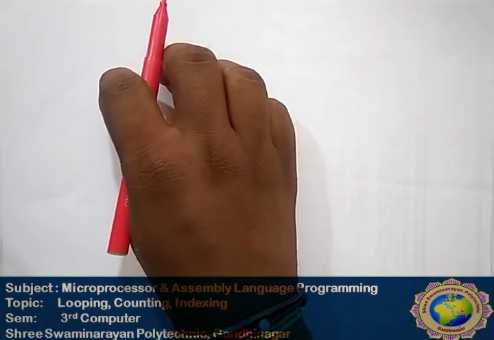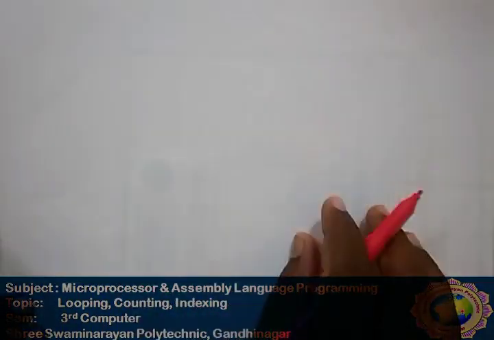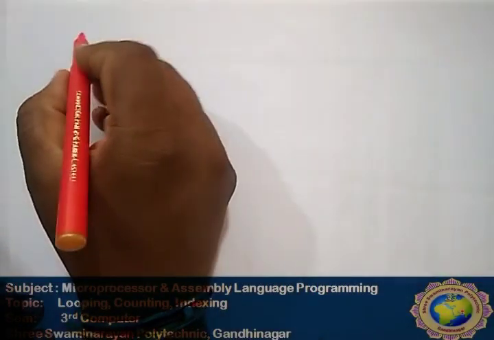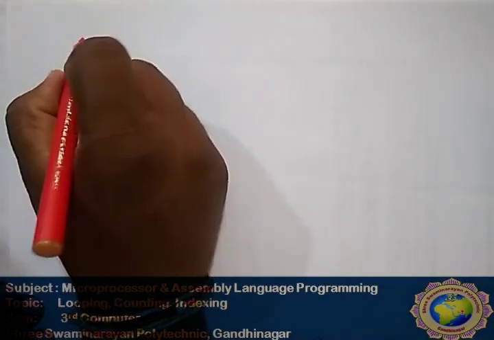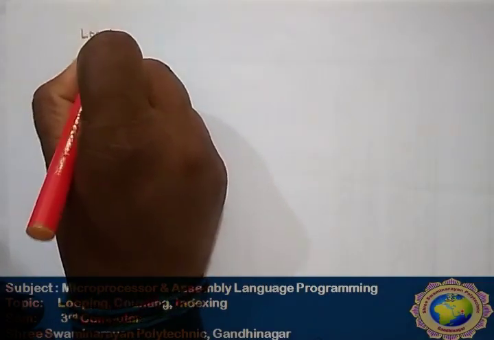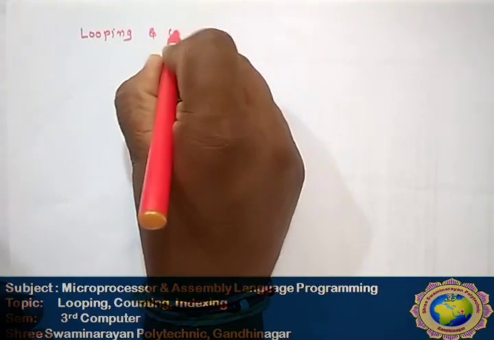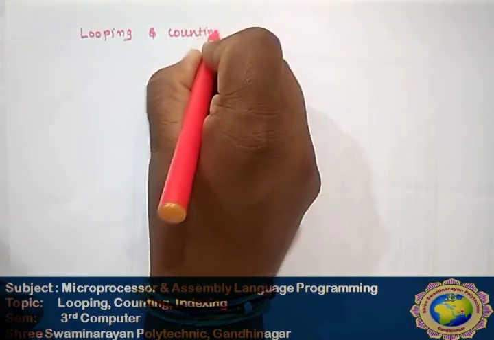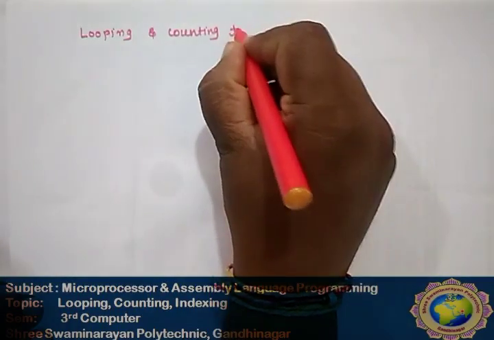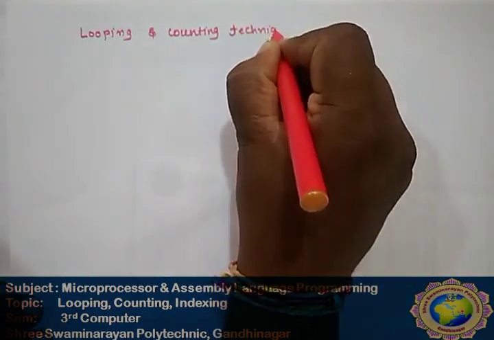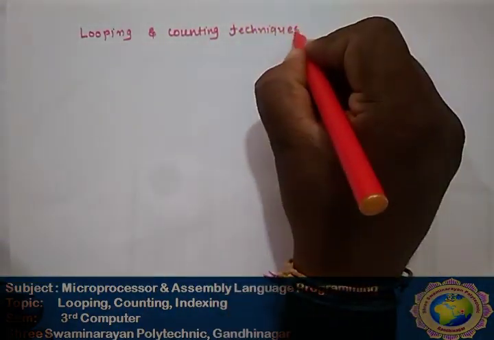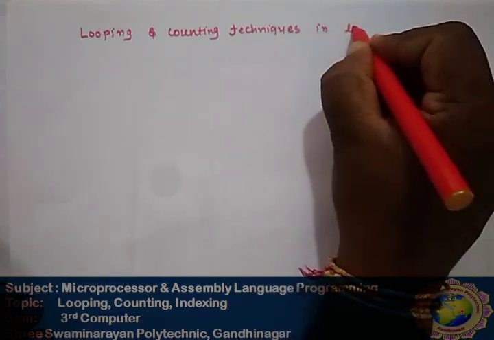Jai Swaminarayan student. Today we are going to learn about the looping and counting techniques in a microprocessor.